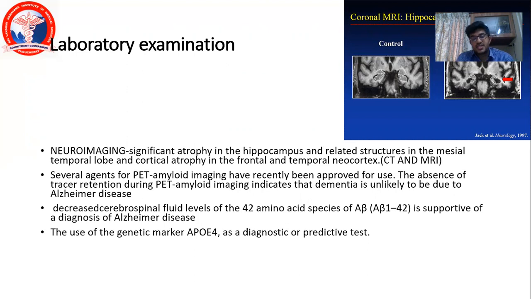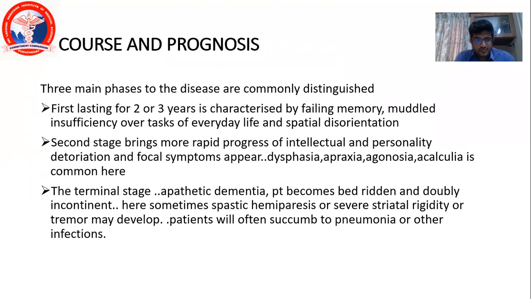There should be decreased CSF levels of the 42 amino acid species of A beta. The use of a genetic marker, ApoE4, is a diagnostic or predictor. First is a scanning thing, then CSF we take, wherein we find decreased levels of A beta 1 to 42, and the use of genetic testing, ApoE4.